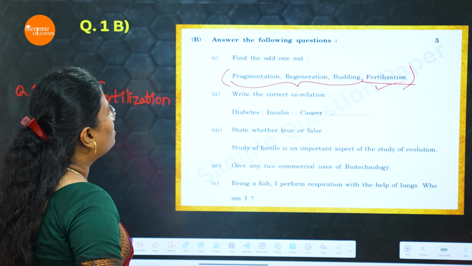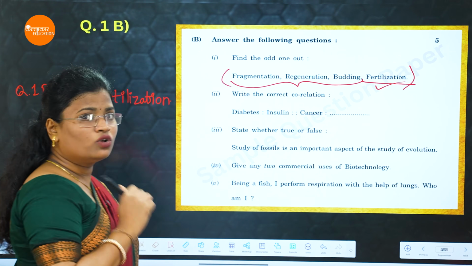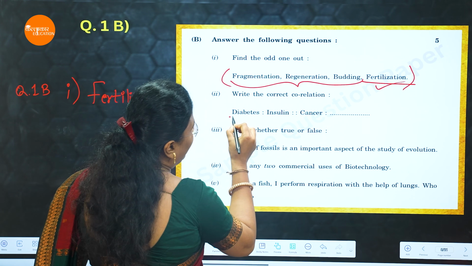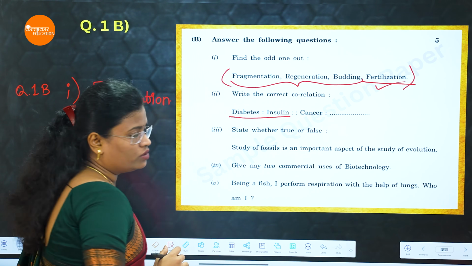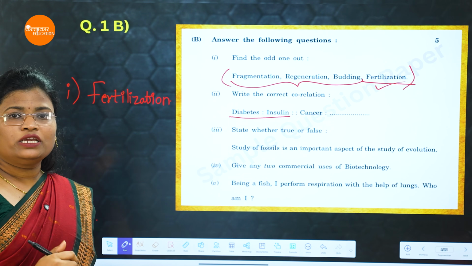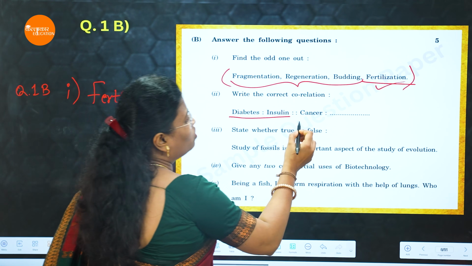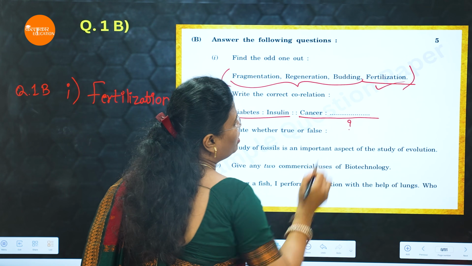Question number 2, write the correct correlation. Here you have to identify the correlation. First, let's see. Diabetes is related to insulin. As we all know, insulin is the compound which controls the blood sugar level. So cancer will relate to which word?